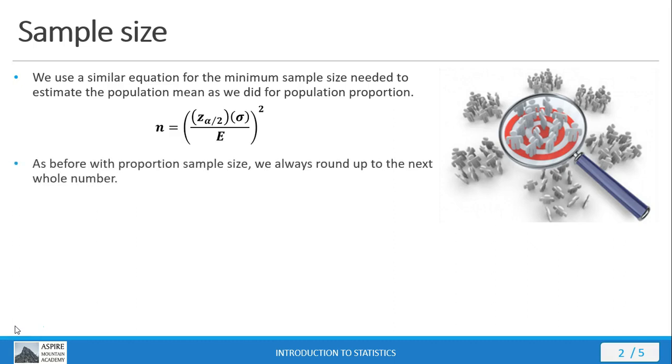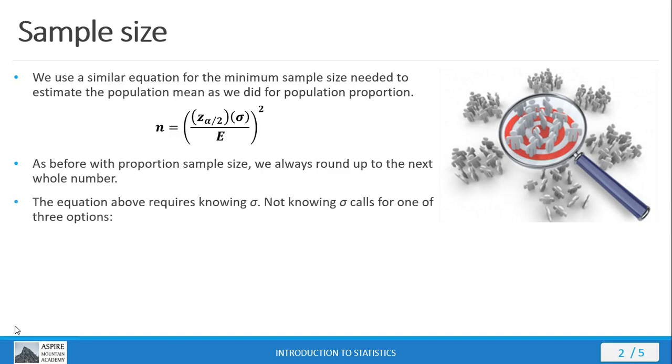As we saw before with proportion sample size, we're always going to round up to the next whole number because we want to make sure we capture that partial person or member included into our sample. Of course, in order to use this equation, we have to know what the population standard deviation is. So in those events where we don't know what the population standard deviation is, and that's true most of the time, there's one of three options that we have to pursue.